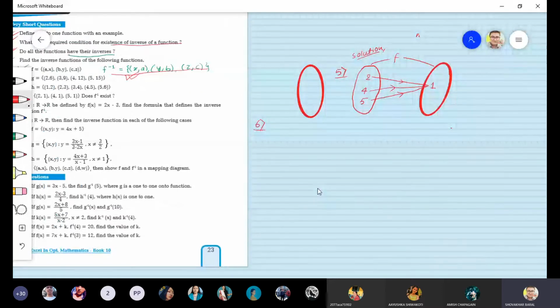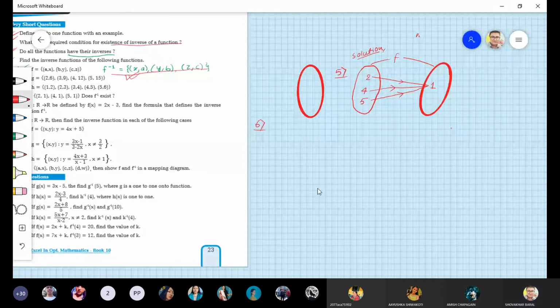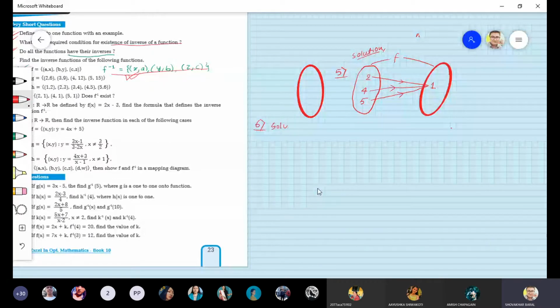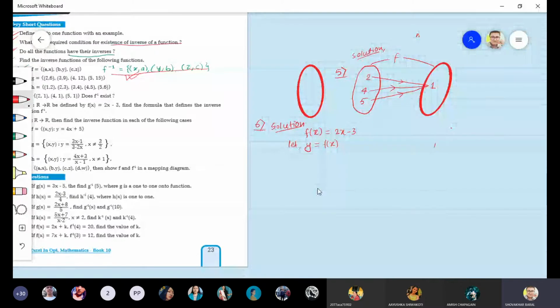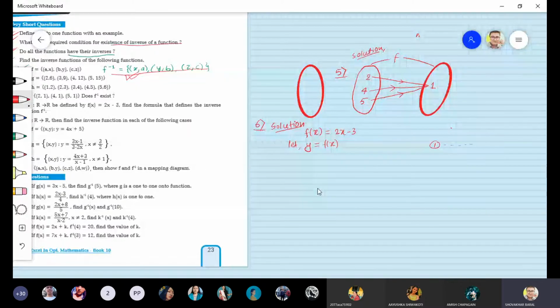We need to do various steps here. At first, what is given here? Let me write it stepwise. Solution: f(x) = 2x - 3. Let y = f(x). To find the inverse, step number 1, we need to replace f(x) by y. And now replace the value of f(x) here. y = 2x - 3.